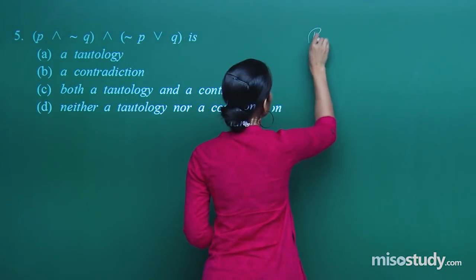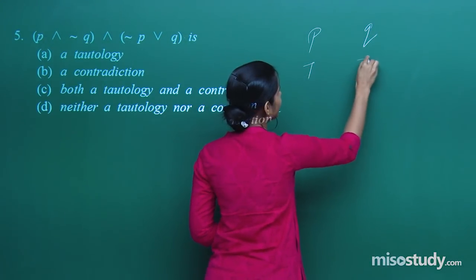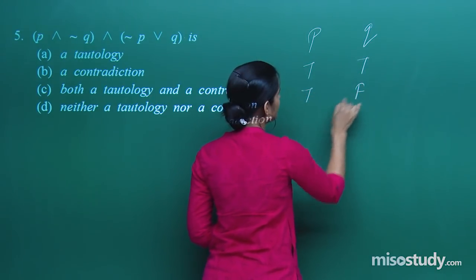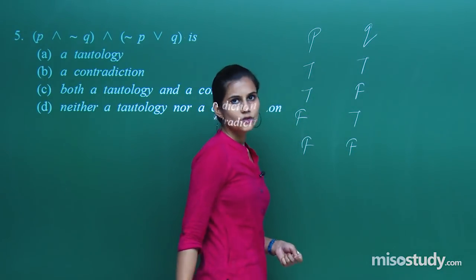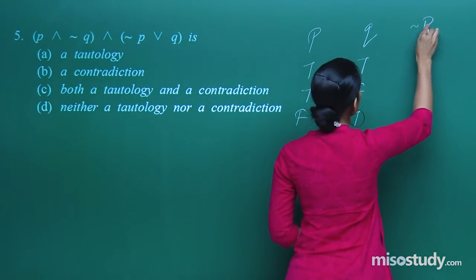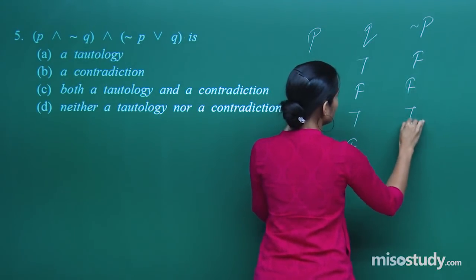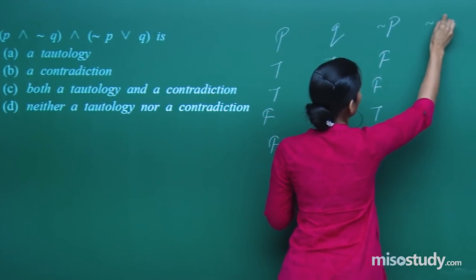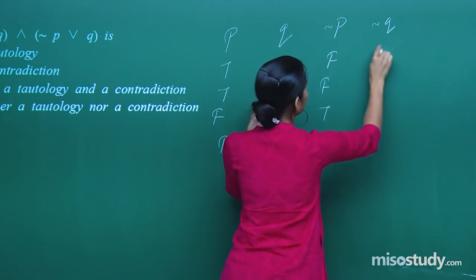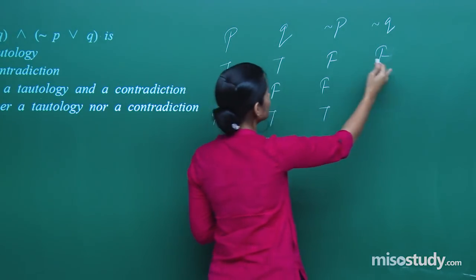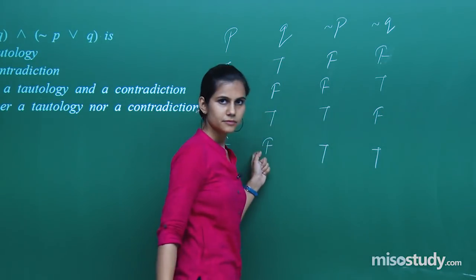Let's begin. I have P, Q. So P can take the value true. At that time Q can be true or Q can be false. When P is false, Q can be true, or Q can be false. Not P will be false, false, true, true. Not Q will be true. No, here it will be F because here it is true. So not Q is false, true, false, true.